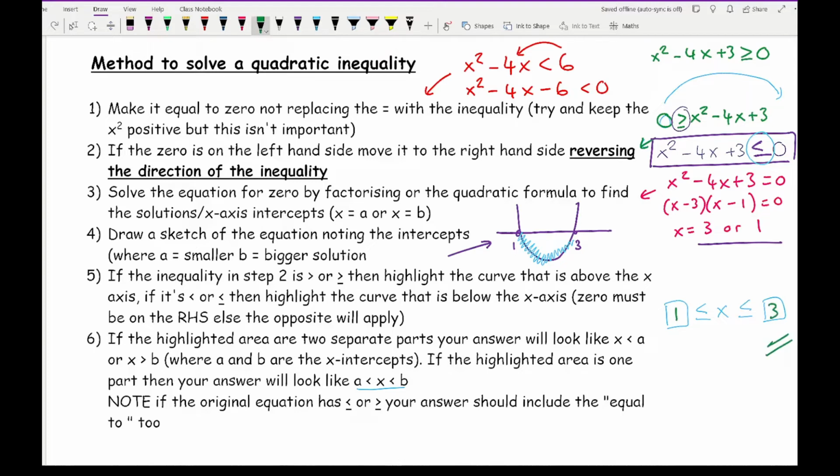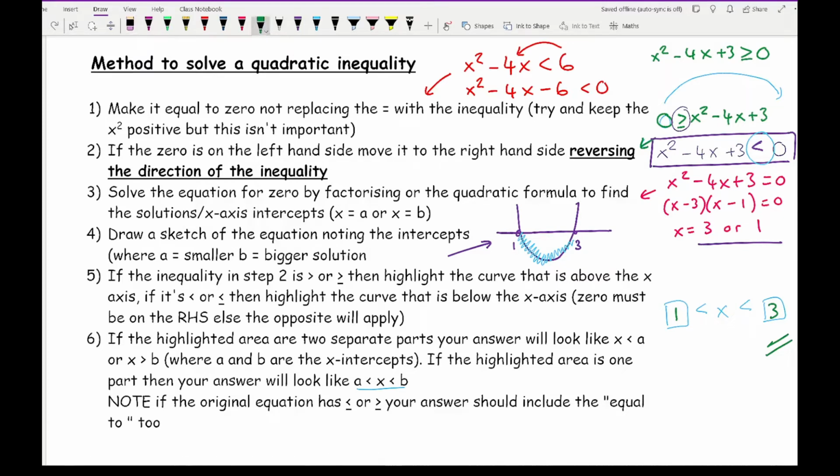And there is my final answer. So again, the important thing to note is that if the original inequality has a less or equal to or greater or equal to, this should be included in your answer as well. Because if this line disappeared, then this line would also need to disappear in the answers as well.